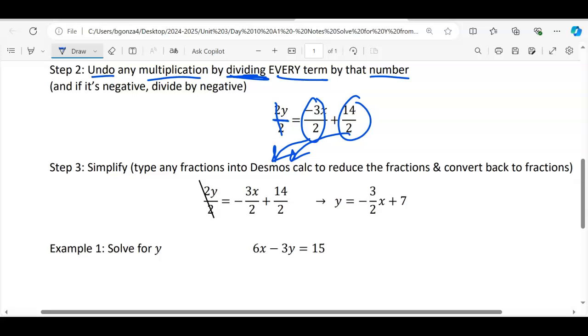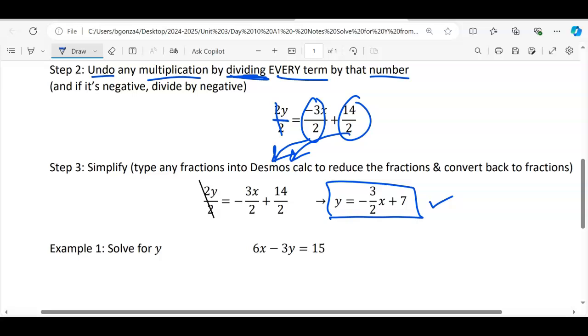But 14 over 2, don't leave it like that. What is 14 divided by 2? Hopefully you know that it is 7. But if you didn't know that, you type it into Desmos and it will reduce it for you. Cool? Once you've done that, you have y equals, you are done. Cha-ching.